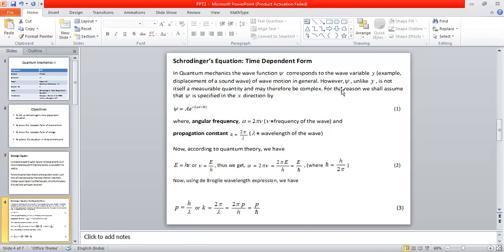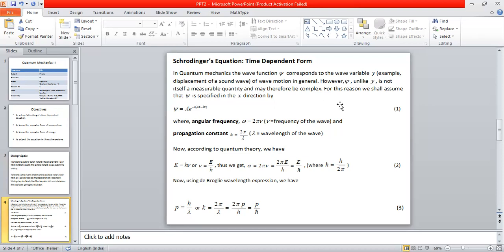In quantum mechanics, the wave function psi is not a measurable quantity. This we have already discussed in the previous session. Psi by itself is not directly measurable, so it doesn't have a direct physical meaning. Not only that, the wave function psi is a complex number, and since it is a complex number, it is not a measurable quantity.